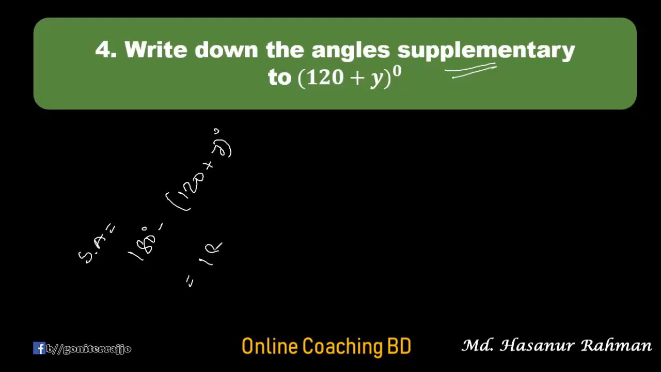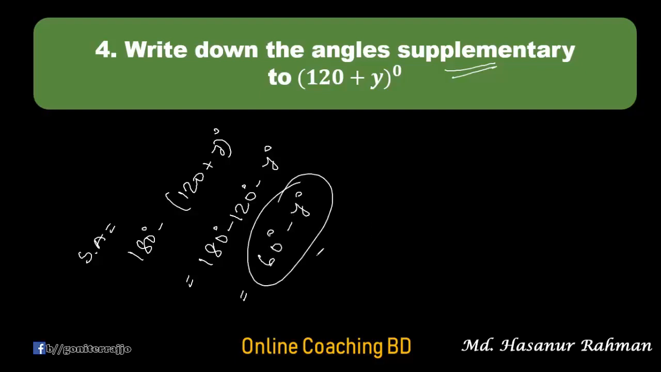So if we subtract 180 degree minus 120 degree minus y degree, then it will be 180 minus 120, that is 60 degree minus y degree. So supplementary angle of 120 plus y degree should be 60 minus y degree. And you can also verify that your answer is right or wrong. How can you verify? Just add these two angles. If your summation is 180 degree, then you can see your answer is correct.